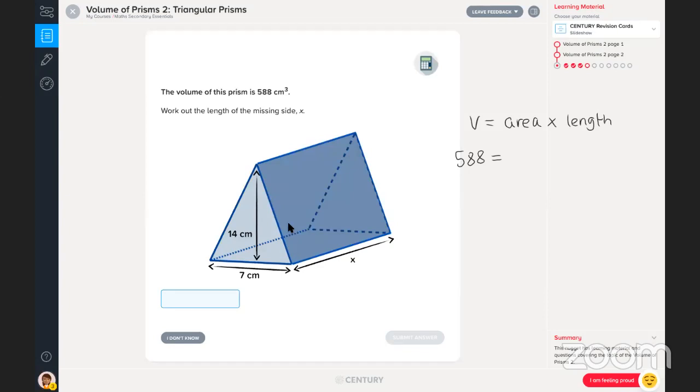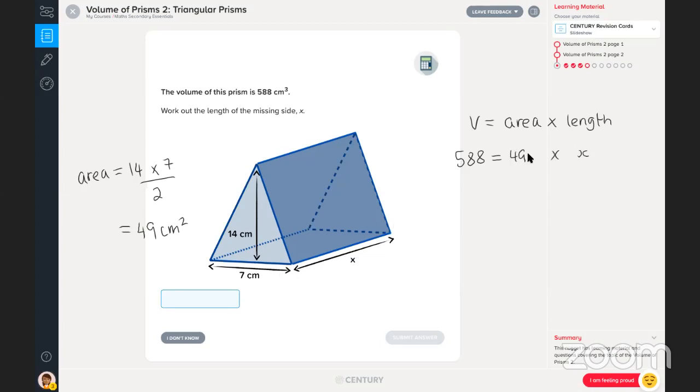I could, though, work out the area. So I'm going to do that over here. The area of the triangle is going to be 14 times 7 divided by 2, and that gives me 49 centimeters squared. Volume is going to be 49 times this length that we don't know, X.